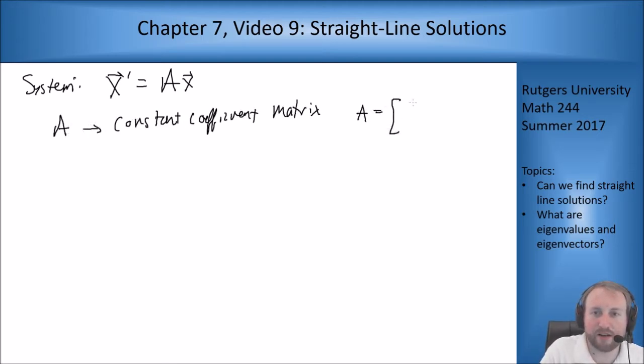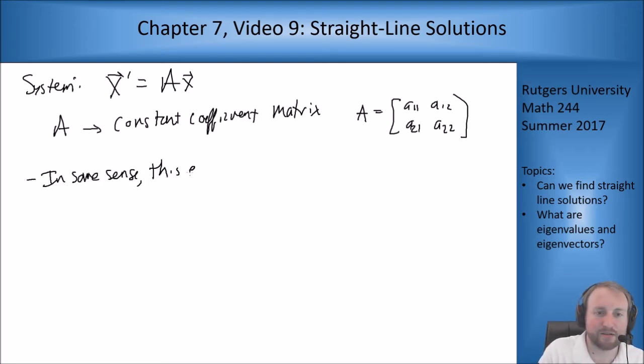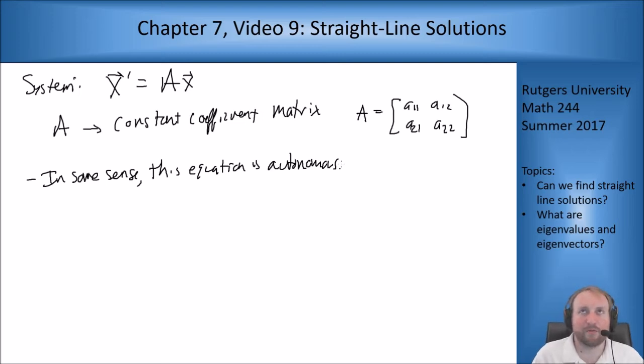So it's just going to be A11, A12, A21, A22. And also here, we're going to restrict to a two-component system. We're not going to do anything fancy with higher orders yet. Just two functions, and that's our A right there. Now, in some sense, this equation is autonomous. What was our definition of autonomous before? It was just that the right-hand side did not depend on t. Well, here the right-hand side, again, does not depend on t. It's just a matrix times our x value.